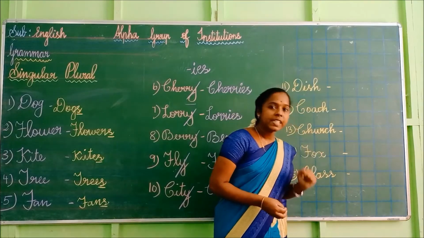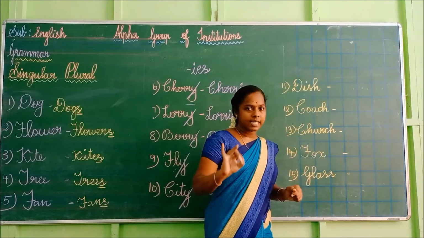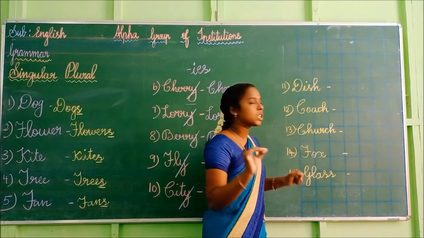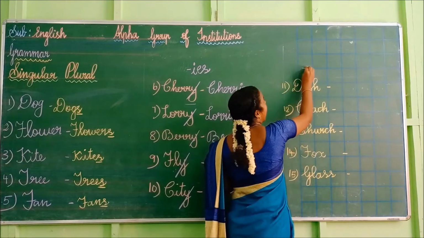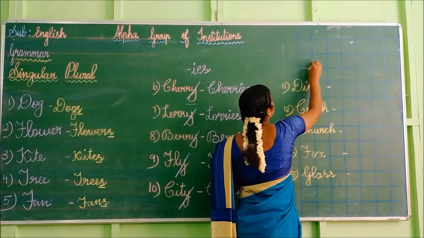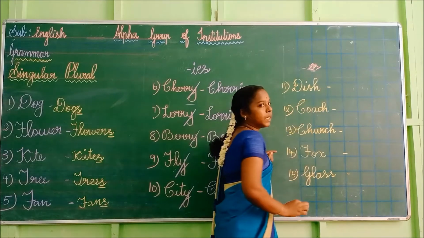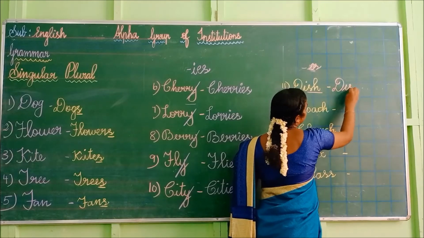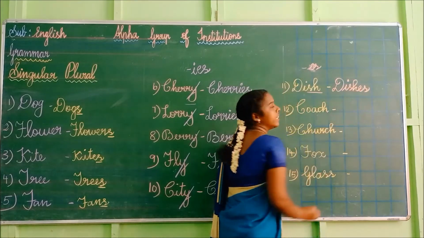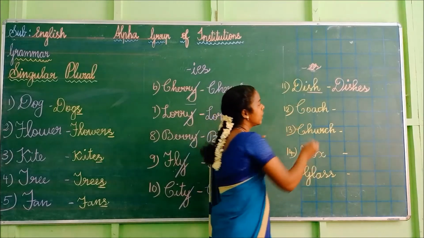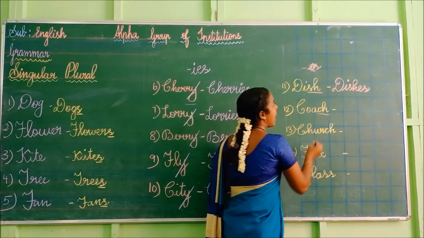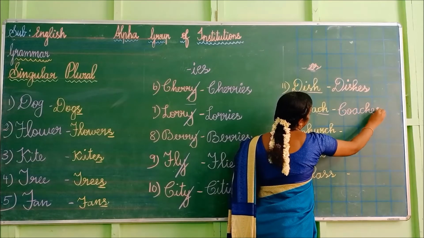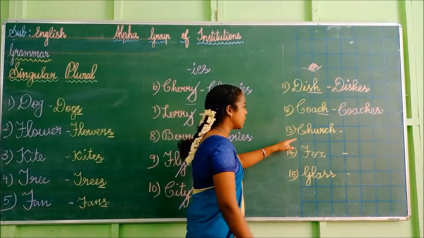Next one. Dish. If the singular noun ends with S, SS, CH, SH, X or Z, you have to add E-S. Here dish ends with the letters SH. So you have to add ES. Dish, dishes. The plural form of dish is dishes. Coach. Coach ends with the letters CH. So you have to add ES. Coaches. The plural form of coach is coaches.